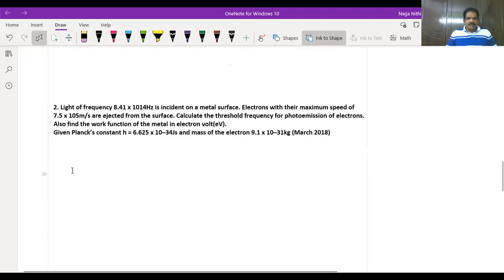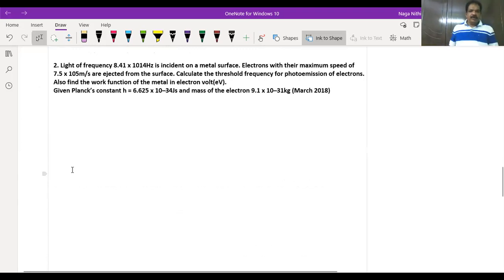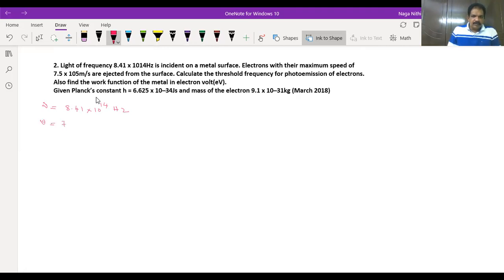Next, see the second problem. What are they asking? Light of frequency 8.41 into 10 power 14 Hz is incident on a metal surface. Incident frequency value will be 8.41 into 10 power 14 Hz. That is the incident frequency. Electrons are coming from it with a velocity of 7.5 into 10 power 5 meter per second. Calculate the threshold frequency and also find the work function in electron volt.